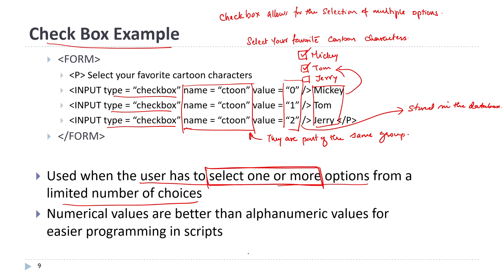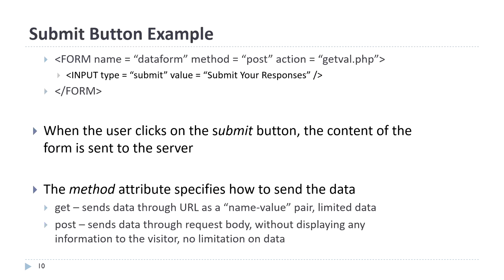The numerical values are better than alphanumeric values because it is easy in programming. It was an old school concept purely because checking alphanumeric values was increasing the programming overhead. So, people tend to prefer numerical values, but recently people don't really care, so they can write Mickey, Tom and Jerry, and that value can be stored as such, whatever you want. So, we have now talked about input, password, checkbox, radio buttons.